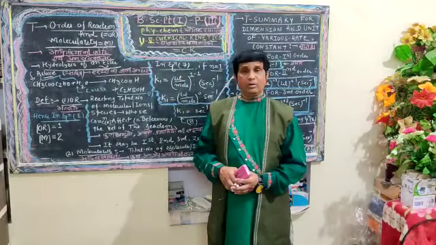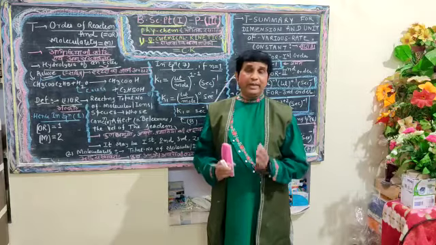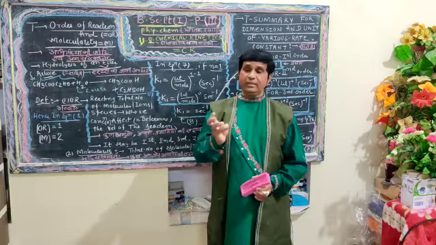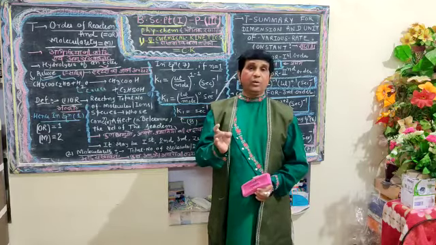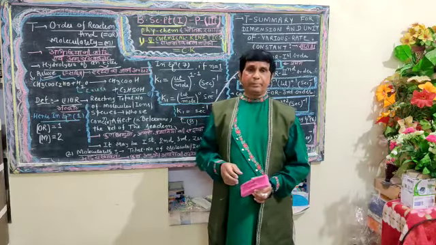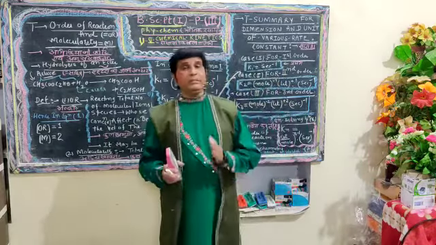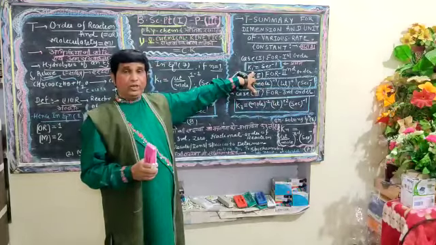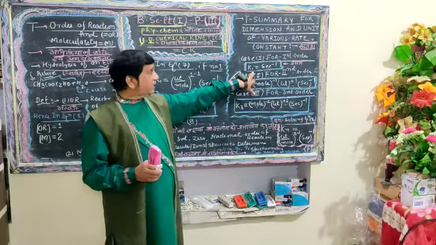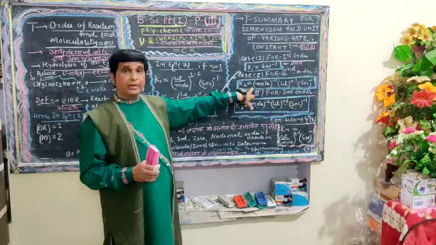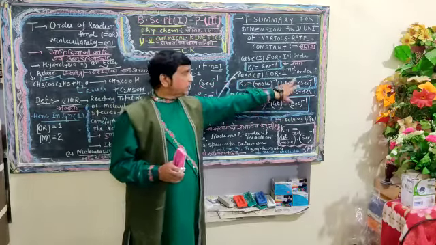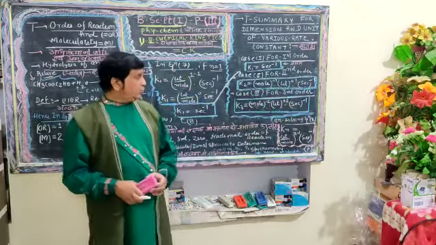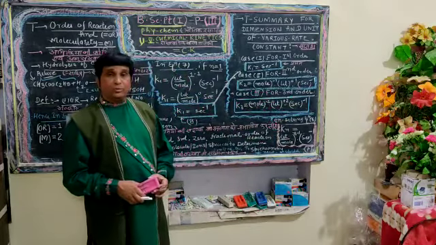We have also derived the dimension and unit for various orders of reaction: first order, second order, third order, and zero order. In our previous derivation, we calculated the units: K1 is equal to second minus 1, K2 is equal to mole minus 1 liter plus 1 second minus 1, and K3 is equal to mole minus 2 liter plus 2 second minus 1.